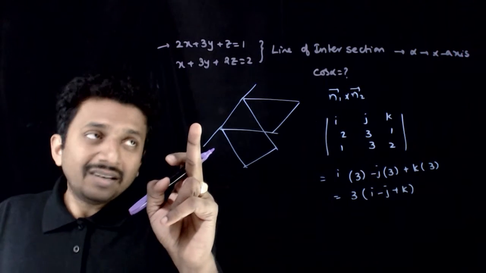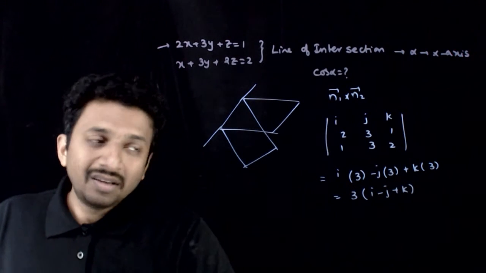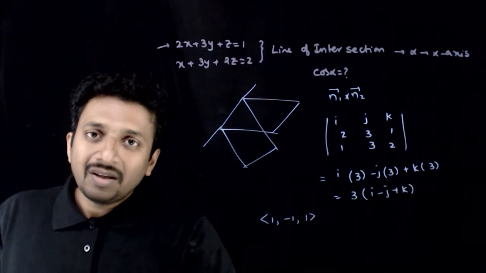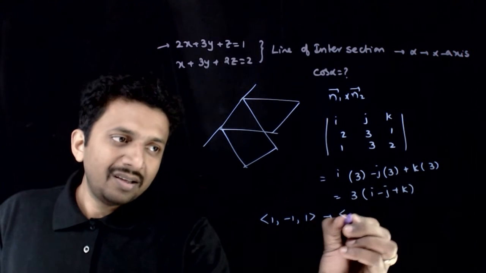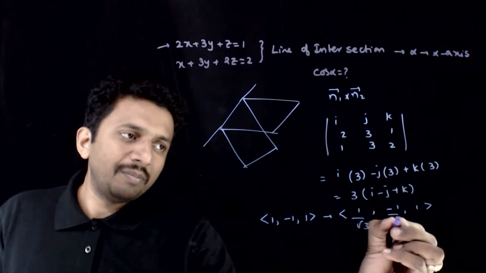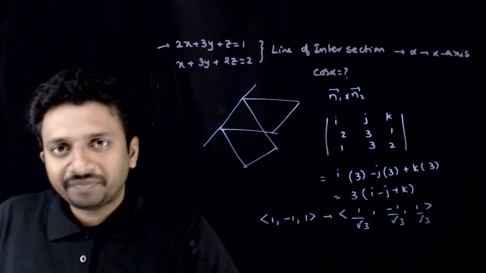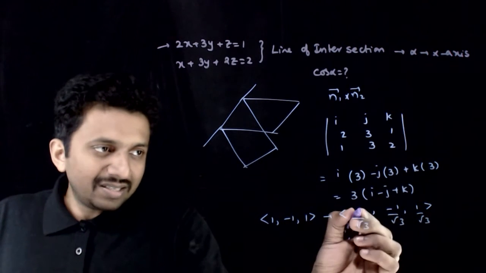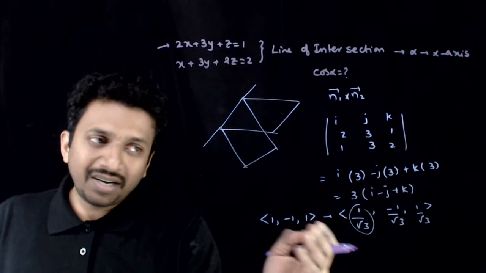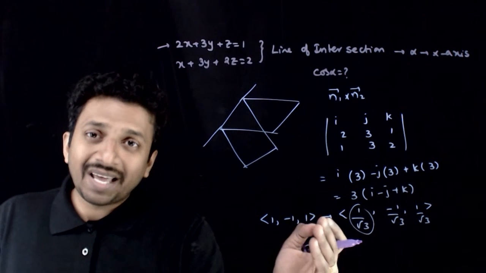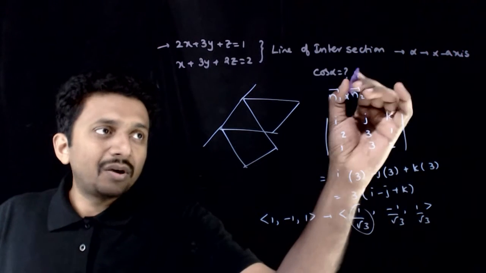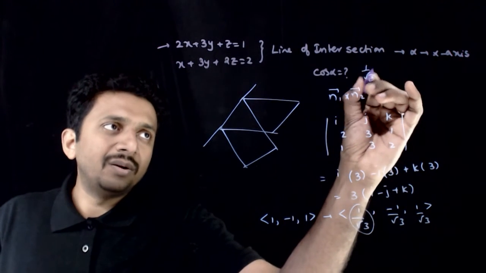Now how much angle does this make with the x-axis? So what are the DRs of this line? 1, minus 1 and 1. What are the DCs of this line? 1, minus 1, 1 by root 3, by root 3, by root 3. So this is nothing but cos of the angle made by this line with the x-axis, right? DCs are nothing but direction cosines, that is cos alpha, cos beta, cos gamma. So cos alpha is 1 by root 3.